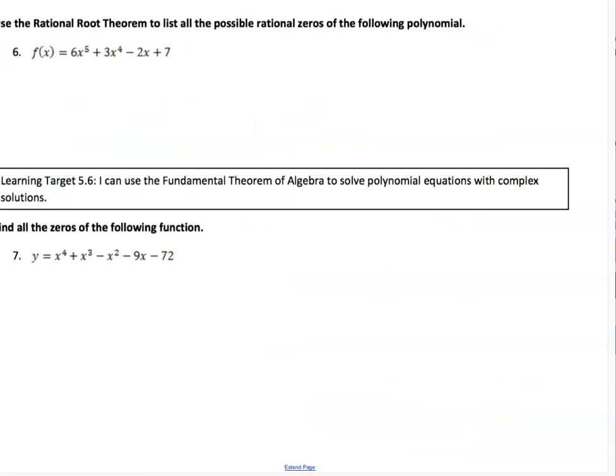Okay? Number 6, rational root theorem. What numbers could you try? You need to use the lead coefficient and the constant term. Put the constant term first, lead coefficient second. Find those factors. Factors of 7 are 1 and 7. Factors of 6 are 1, 2, 3, 6. And then your possibilities are plus or minus, funky bracket, all the factors of 7 over each of the factors of 6.